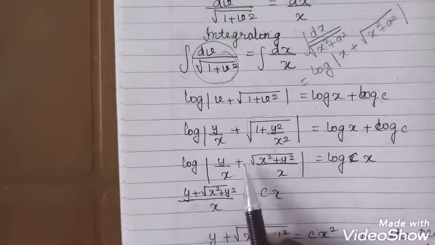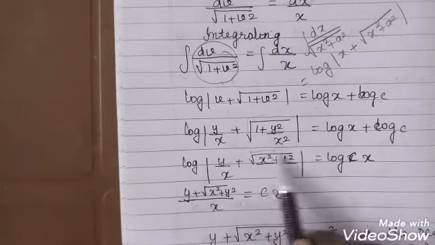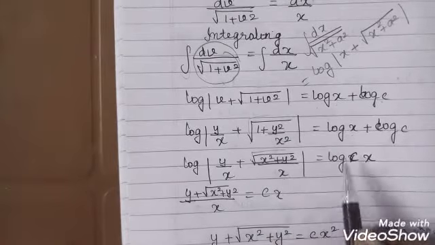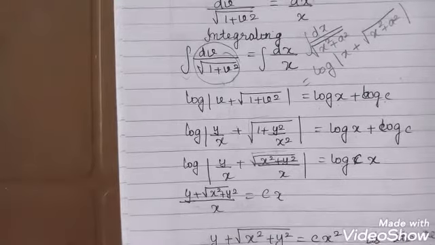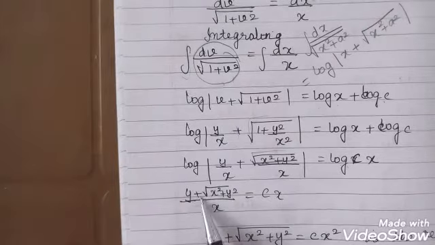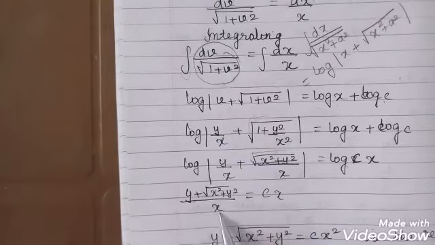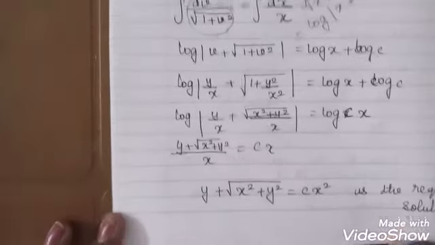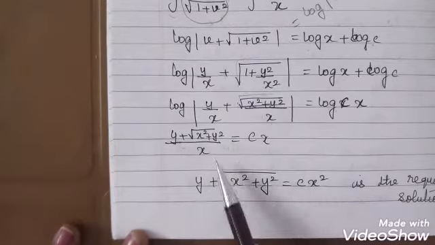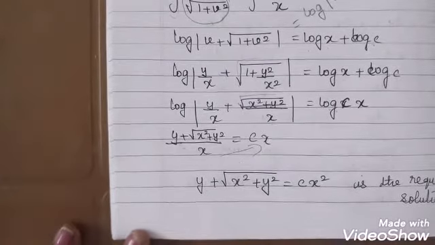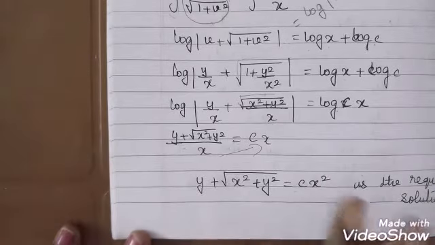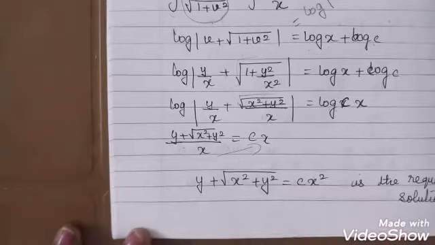Log mod of y by x plus square root of 1 plus y squared by x squared is equal to log x plus log c. So log of y by x plus, when I cross multiply, square root of x squared plus y squared divided by square root of x squared, which is x, is equal to log of cx. When I eliminate log on both sides, you have y plus square root of x squared plus y squared divided by x is equal to cx. When I cross multiply, you have y plus square root of x squared plus y squared is equal to cx squared, and this we call the required general solution for this homogeneous differential equation.